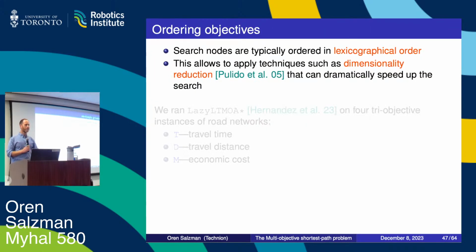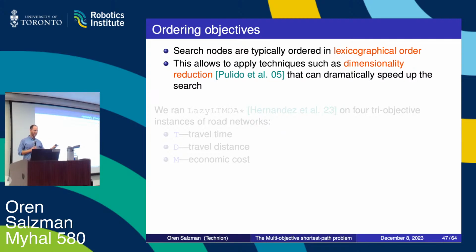Another one, which is much easier to explain in the last few minutes and is surprisingly important, is that I told you that we order our objectives in lexicographic order. And we didn't say which order, which is the first objective, which is the second objective. It sounds like a silly question. So we looked at the best algorithm that we had, and we looked at a road network with 3 objectives: time, distance, and economic cost. And we looked at 3 different orderings of these objectives.